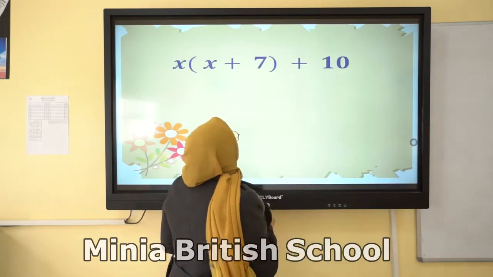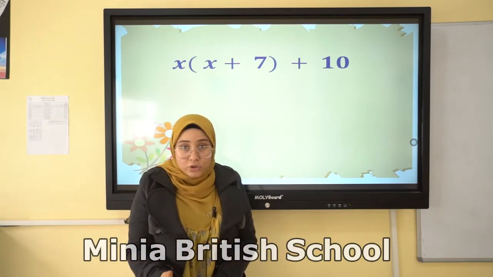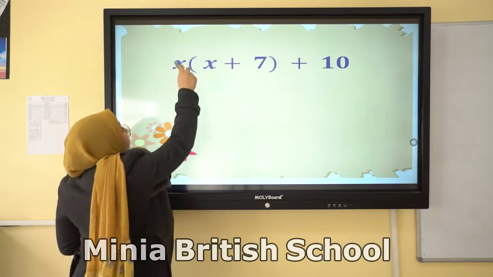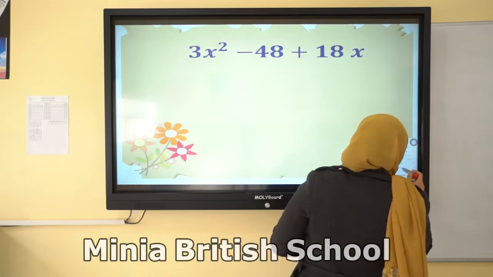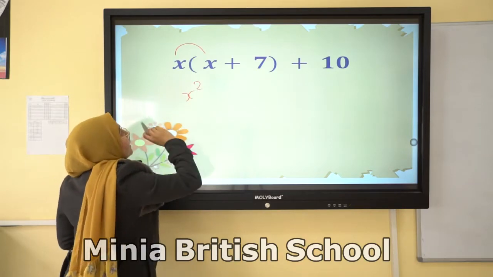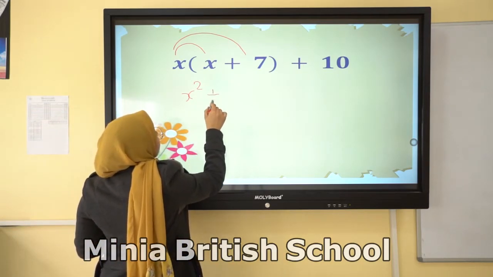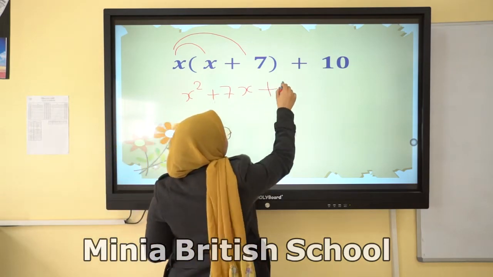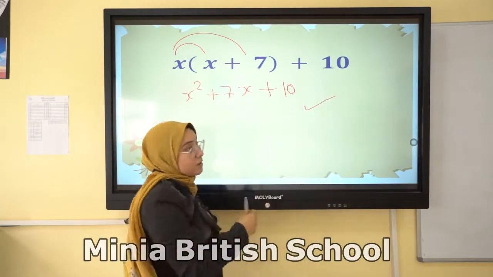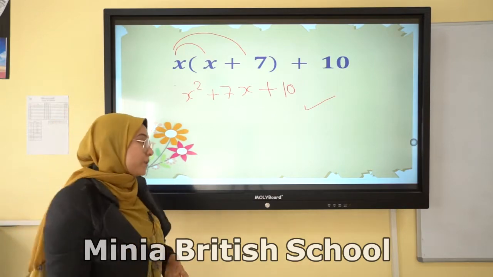Another exercise here: x times x plus 7 plus 10. I need to factorize this expression, but first perform the operation including the arcs. Now you can multiply x times x, equals x power 2, and x times 7 equals 7x plus 10. Okay, good. I factorized it in the first slide. So first, you must perform the operation including the arcs.